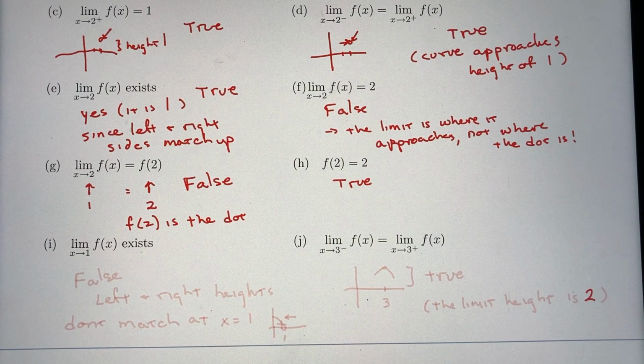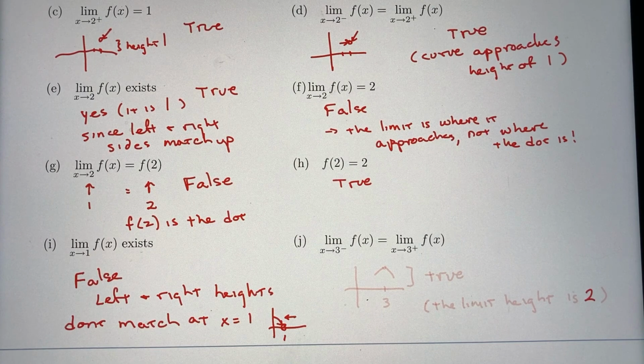Does the limit as x approaches 1 exist? No. This is false because the left and right sides, the heights don't match. Okay, so if you look at it, on the left side, the height is approaching 0. On the right side, the height is approaching 1. They don't match up.